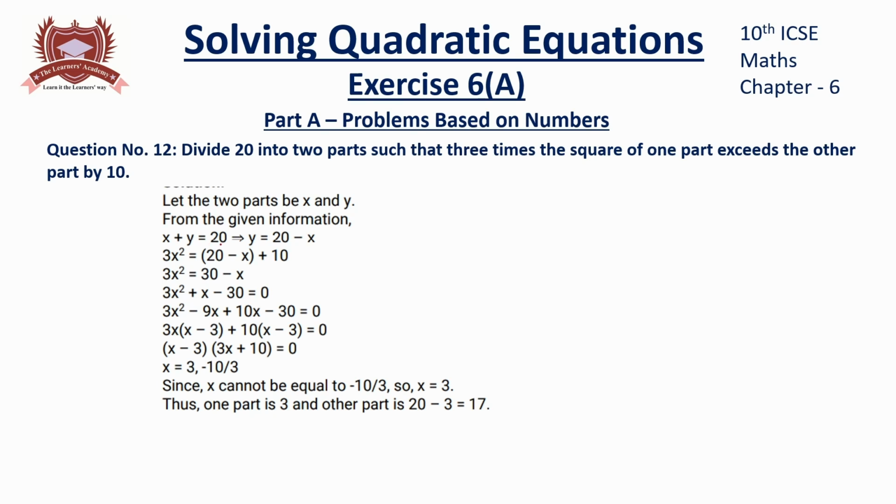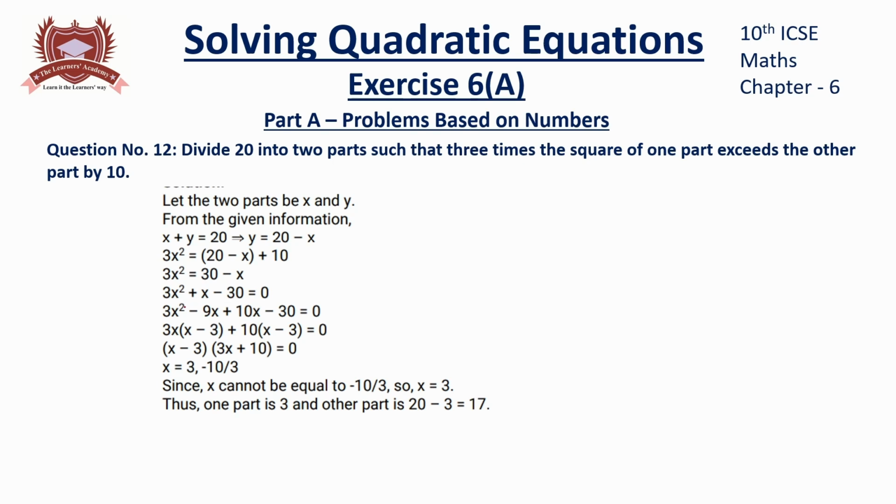So we have x plus y is equal to 20. This implies that y is equal to 20 minus x. So अभी इसको डाल सकते हैं अपन अपने given equation में. So that is 3x square is equal to 20 minus x plus 10. और 3x square is equal to 30 minus x. और 3x square plus x minus 30 is equal to 0.